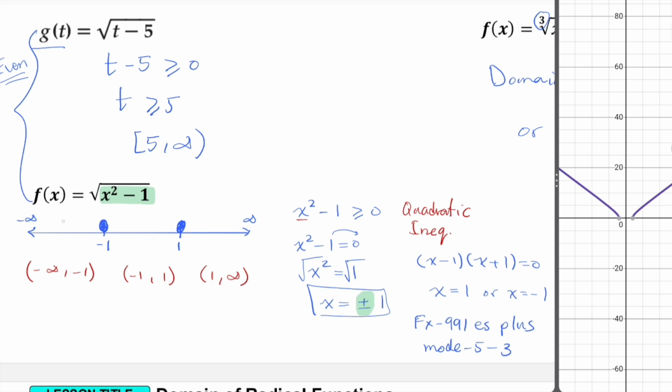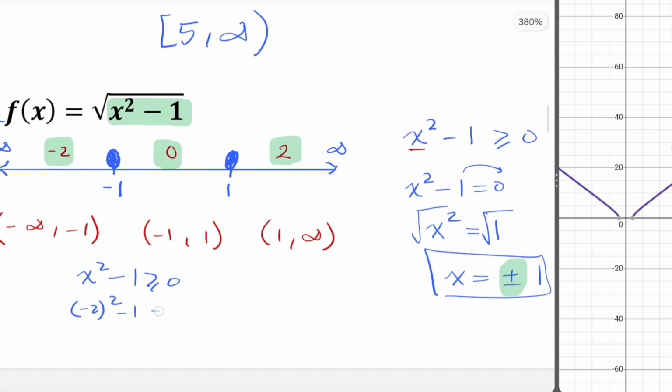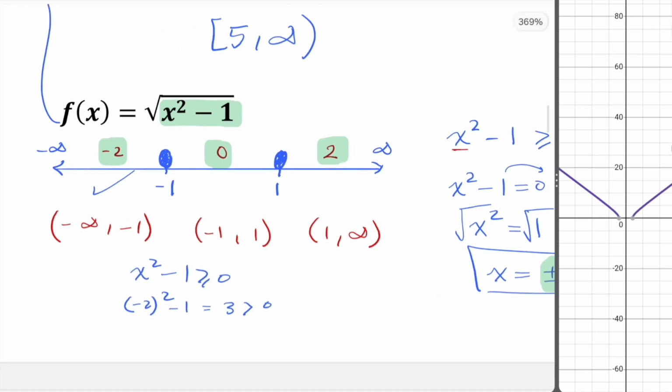Now I need to test these 3 intervals. In the first interval, I can choose any number, maybe negative 2 or negative 3. In the second, anything between negative 1 and 1, the easiest is 0. It could be negative 0.5 or positive 0.5. And in the third interval, I have positive 2 or 4 or whatever. So these 3 values are called testing values. I'm going to test them in the inequality x squared minus 1 greater than or equal to 0. If I substitute negative 2, negative 2 squared minus 1, I get 3, greater than 0. This is what I'm looking for. So this interval is part of my solution, or part of my domain.